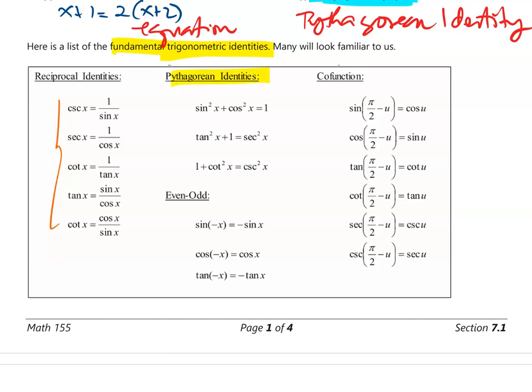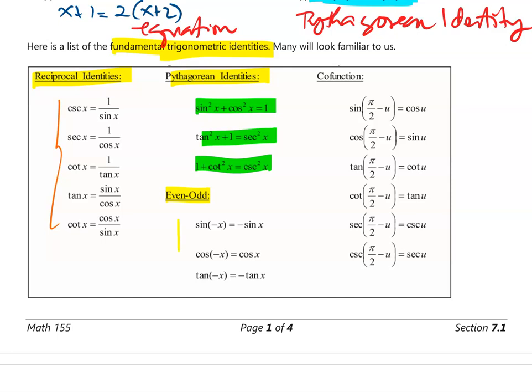Same thing with the Pythagorean identities. Sine squared x plus cosine squared x is equal to 1. Tangent squared x plus 1 is equal to secant squared x, and 1 plus cotangent squared x is equal to cosecant squared x. Then also the even and odd functions. Sine of negative x is equal to negative sine x, cosine of negative x is equal to cosine x, tangent of negative x is equal to negative tangent x.